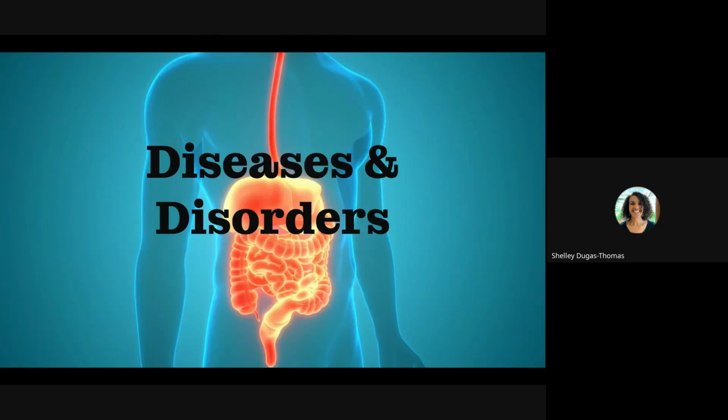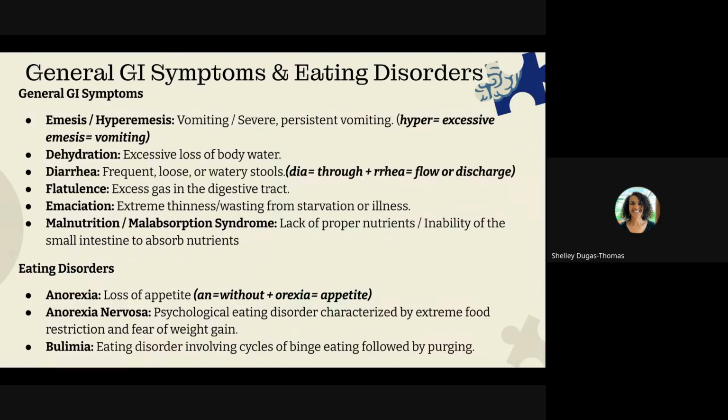We're going to go on to diseases and disorders. So emesis means vomiting. When we add that to hyper, which means excessive, we have excessive vomiting. Diarrhea: dia means through, and rhea means flow or discharge, literally meaning flowing of the feces, right?